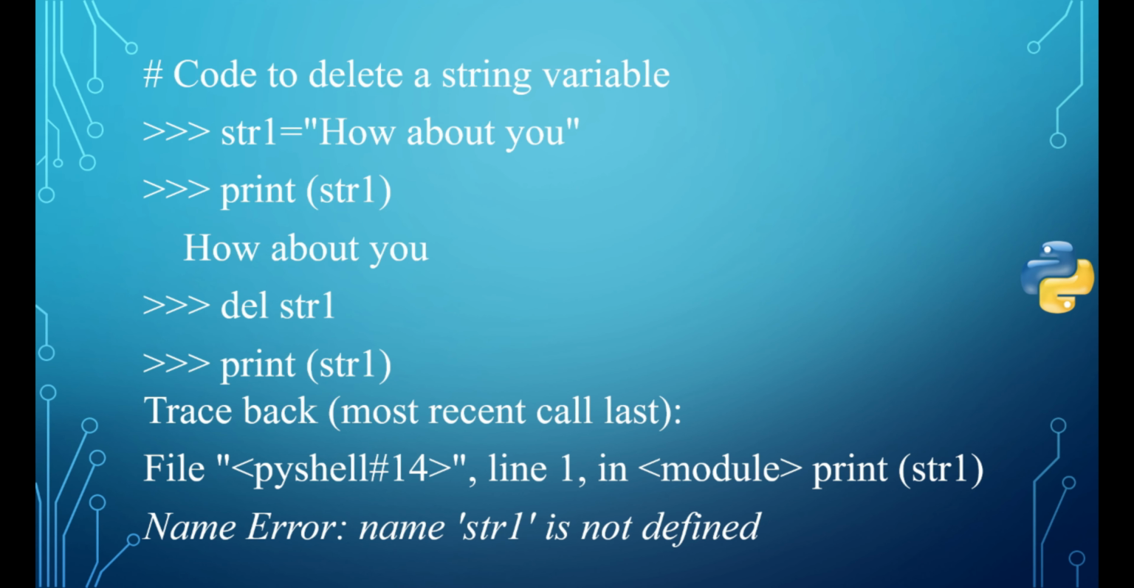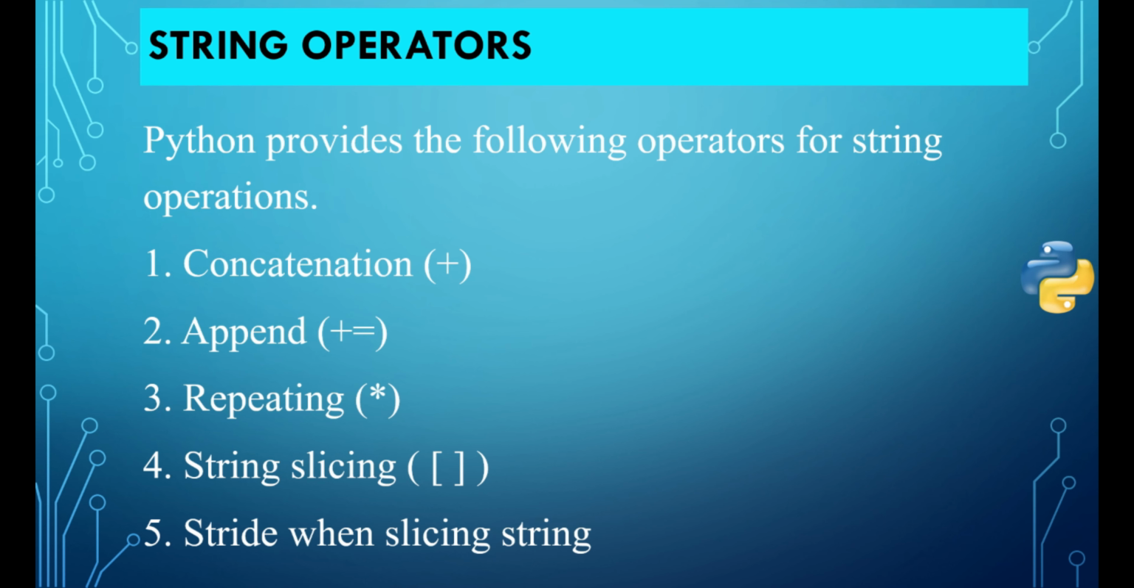Next, code to delete a string variable. str1 equal to "how about you", print str1, "how about you", del str1, print str1. Traceback, most recent call last, in module print str1, NameError: name str1 is not defined. Next, we will see string operators.